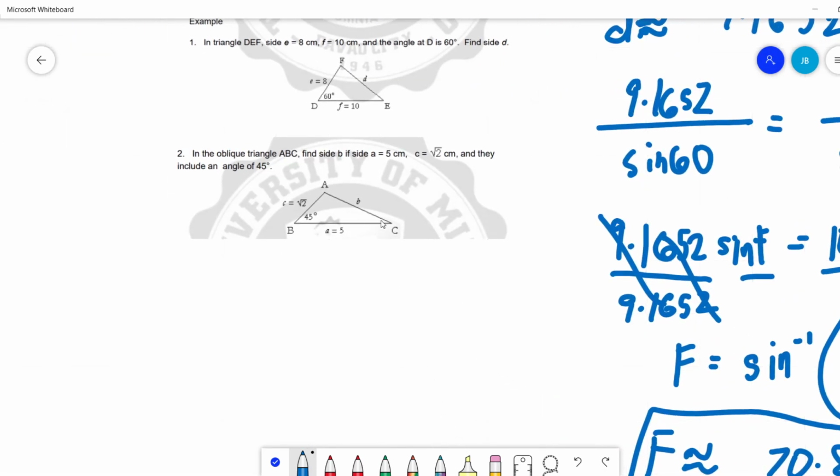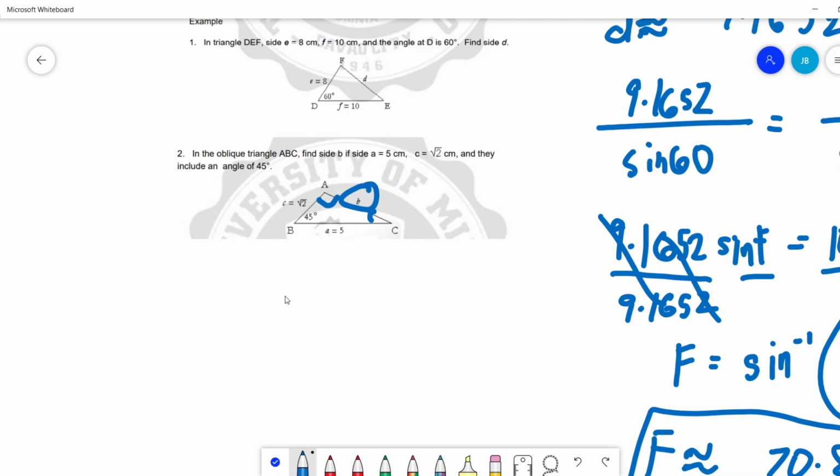All right, now let's go with problem number 2. So now we have the square root of 5, sorry, that's 5, then square root of 2 centimeters. Then an included angle, which is 45 degrees. So same thing. We have to find all of the unknowns, which is side B, angle A, and angle C.